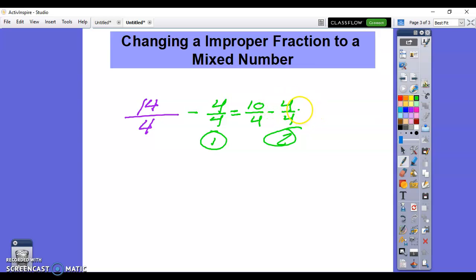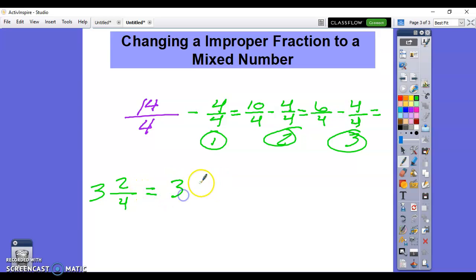So 10/4 minus 4/4 equals 6/4. And it looks like we can take one more group of 4/4 away. So that's our third group of 4/4. And we end up with 2/4 remaining. So that means we have our whole numbers 3 and 2/4, or like we said last time, 3 1/2.